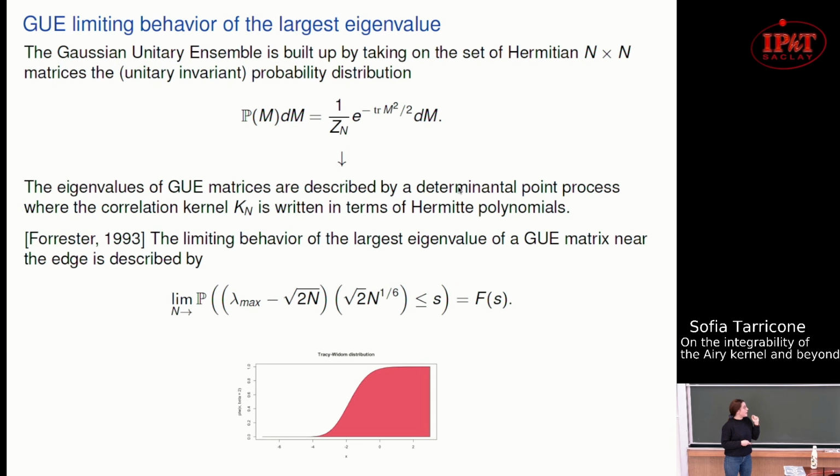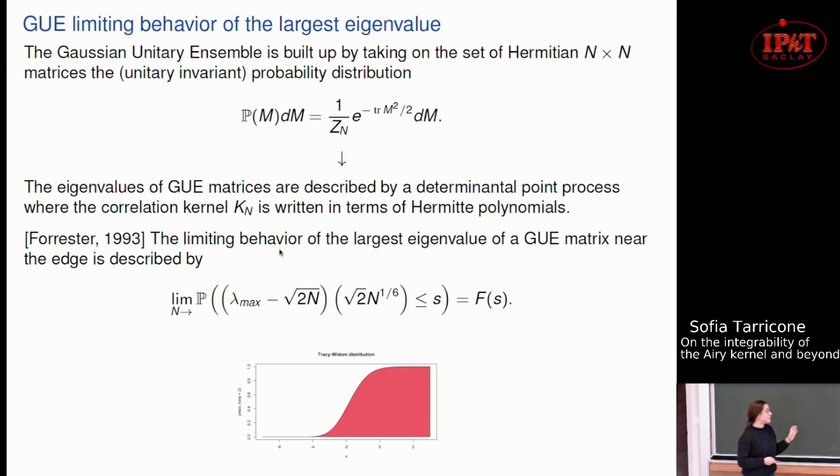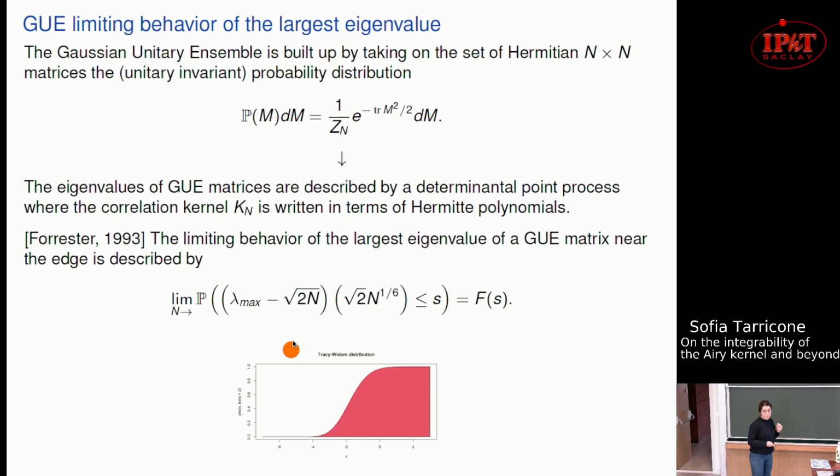And the point is that, if you want to know what happens in the large n limit, as I was saying before, we want to see what happens to this model when we take large n, so big matrices, what happens to its spectrum. One of the main theorems, proved by Forrester, for example, in 1993, is that you can characterize the limiting behavior of the largest eigenvalue in this GUE model near the edge by this Fredholm determinant. So the limiting probability distribution function of the largest eigenvalue, properly rescaled and centered, at the edge is given by f of s. So this is the Fredholm determinant that we just saw before.